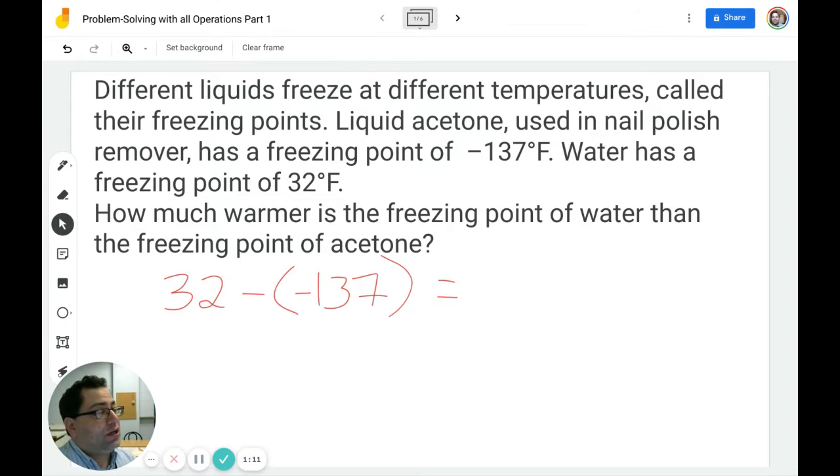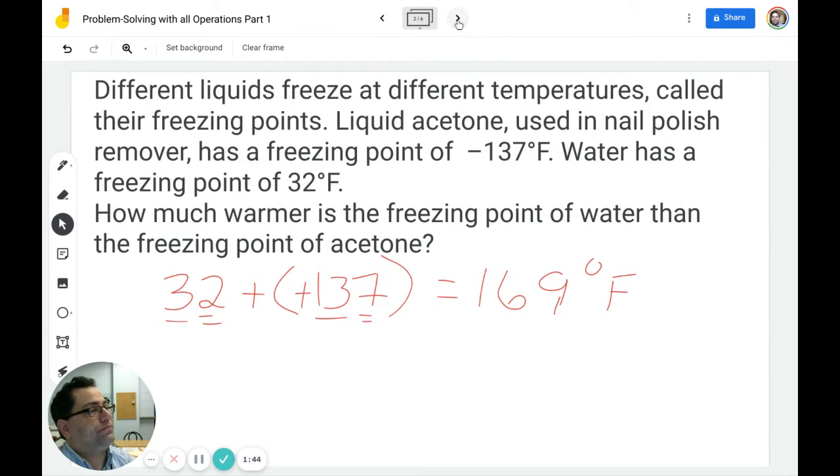We learned about these double operations, so this is a minus a negative 137. And when that happens, I like to call it a plus positive. So now we just have two positive integers, 32 and 137, and we're going to add them up. That's as easy as adding 13 and 3, 16, and 7 and 2, 9. And that's going to be degrees Fahrenheit. So the difference between these freezing points is 169 degrees Fahrenheit.